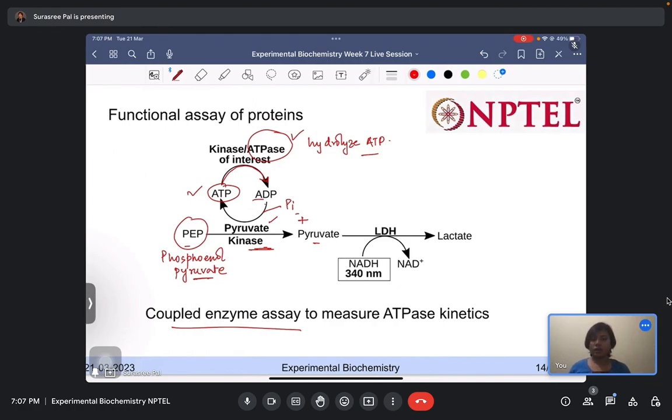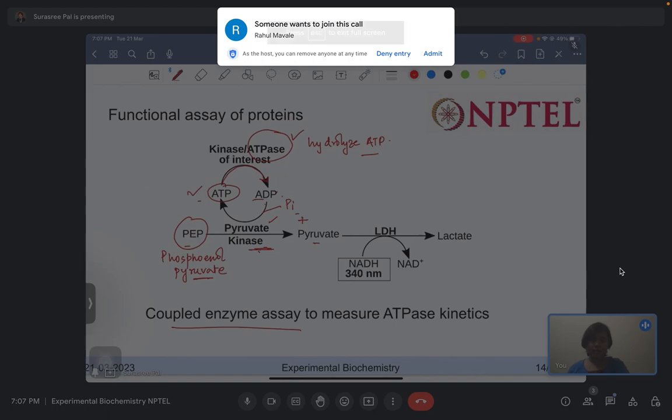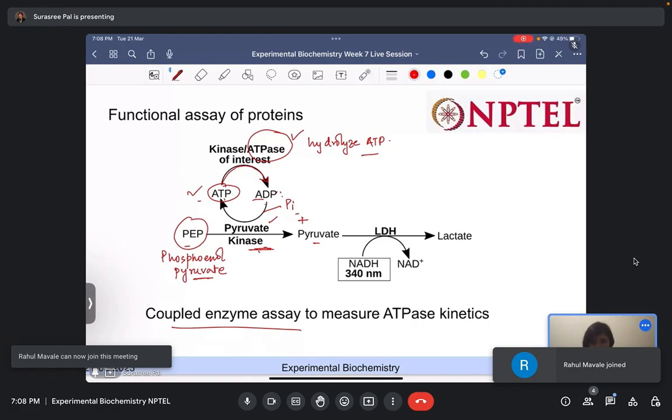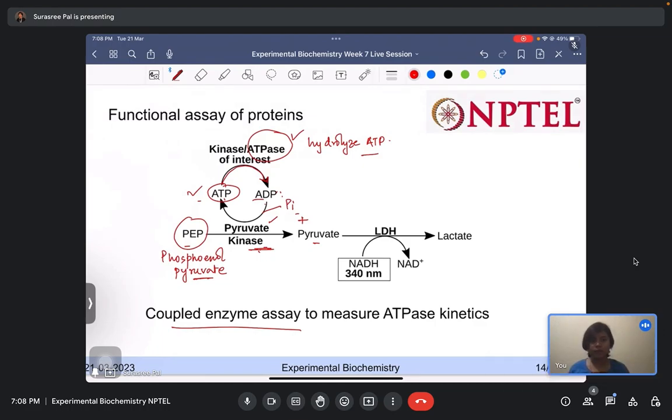Now we have our ATPase of interest in the system, which will convert this ATP to ADP. So the more our protein is present in this assay system, the more ATP will be converted to ADP, and pyruvate kinase will keep converting this ADP back to ATP. So if the assay was only this part, we could not have detected the ATPase activity. To detect the ATPase activity, we have coupled another system with it.